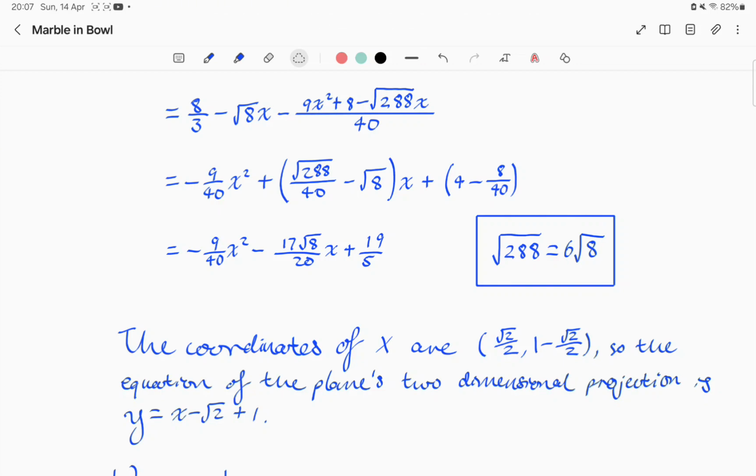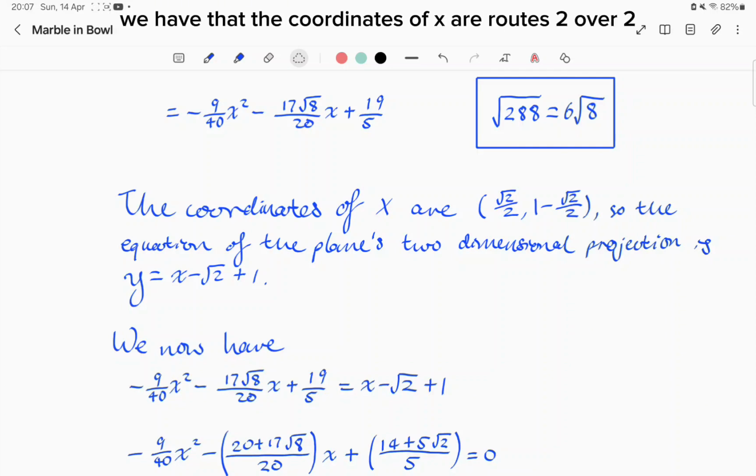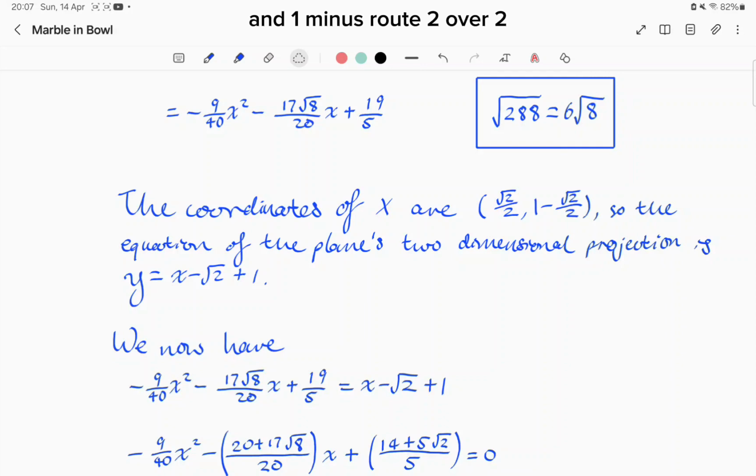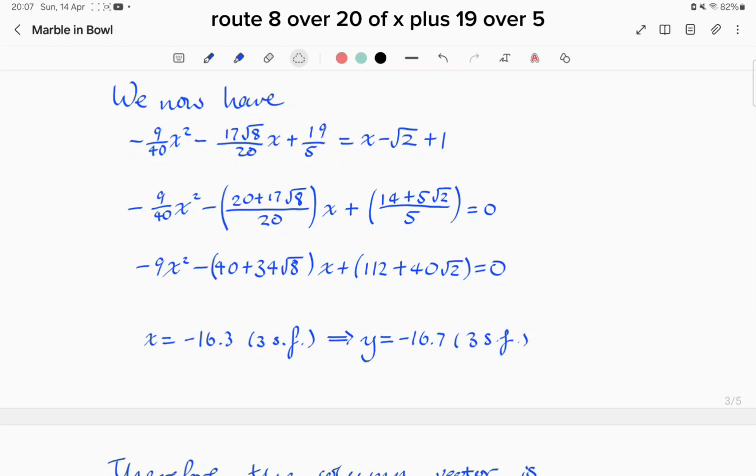Going back to the start of this part, we have that the coordinates of x are root 2 over 2 and 1 minus root 2 over 2. So the equation of the plane's two-dimensional projection is y equals x minus root 2 plus 1. We now have negative 9 over 40 of x squared minus 17 root 8 over 20 of x plus 19 over 5 equals x minus root 2 plus 1.